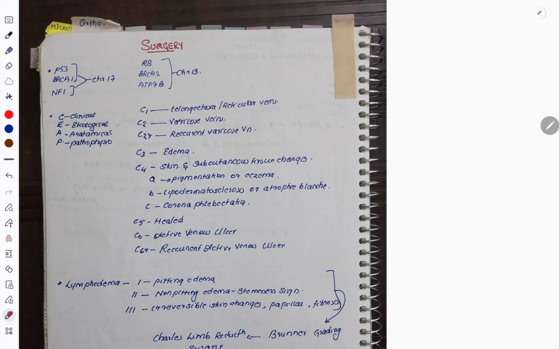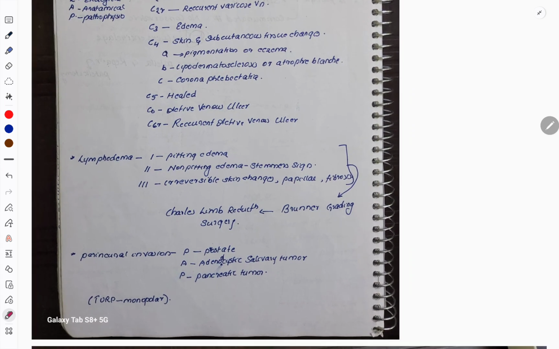C5 is always good, so C5 is healed. C6 is active venous ulcer. C6R is recurrent active venous ulcer.